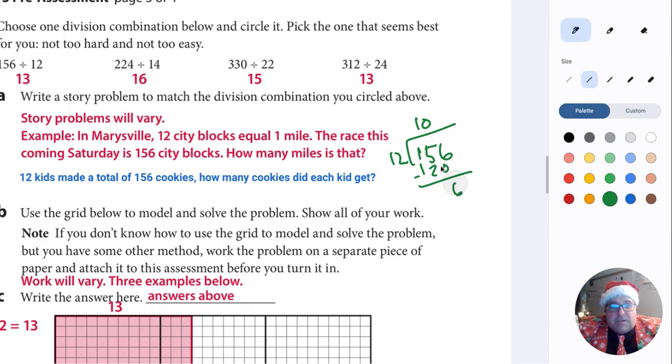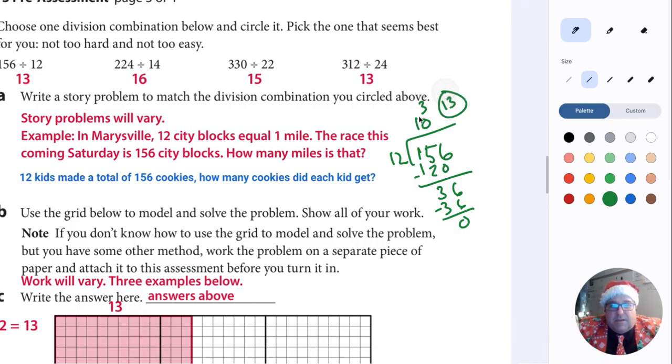So 6 minus 0 is 6. 5 minus 2 is 3. And then those cancel out. How many times is 12 going into 36? 3 times. And yeah, we can see there is no remainder because we got 0 down here. So what's 10 plus 3?